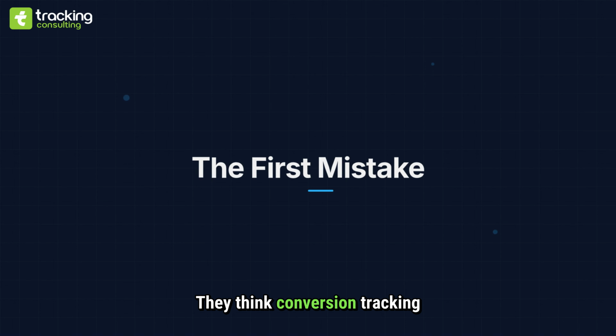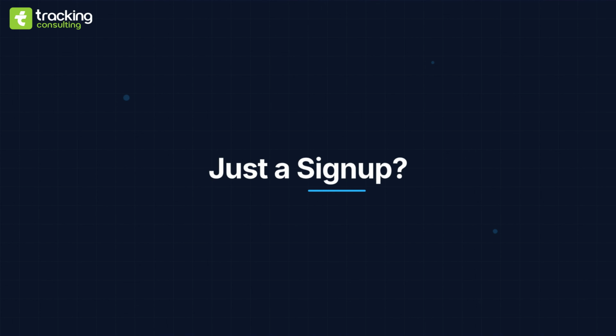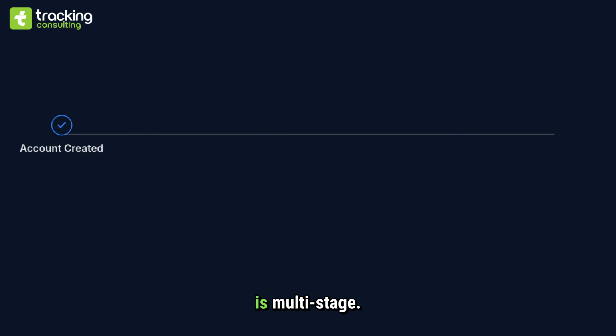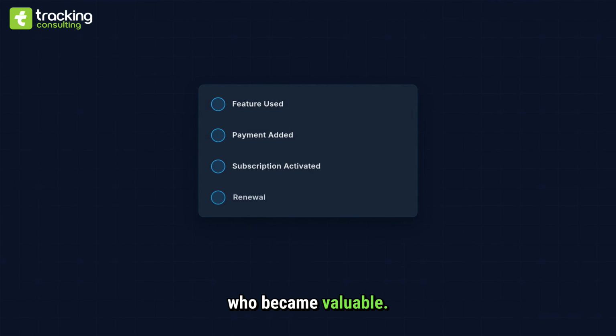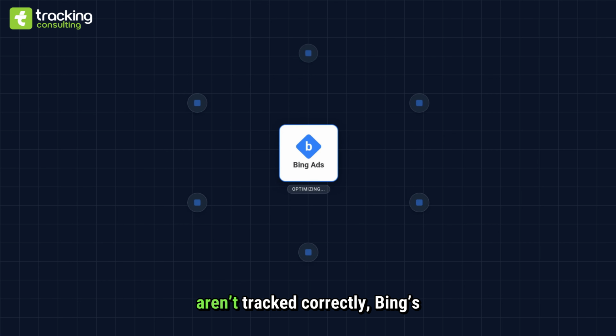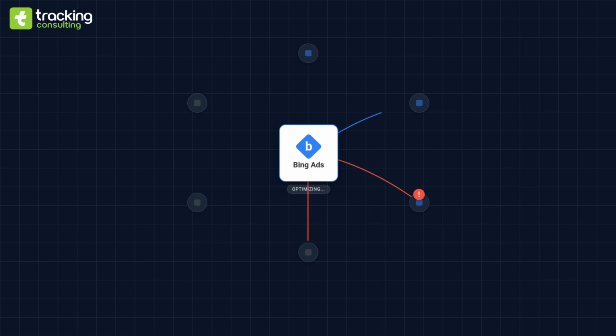Here's the first mistake most SaaS companies make. They think conversion tracking means someone signed up. But SaaS conversion tracking is multi-stage. It's not just one event. Bing Ads doesn't just need to know who clicked, it needs to know who became valuable. And if those events aren't tracked correctly, Bing's algorithm cannot optimize, period.